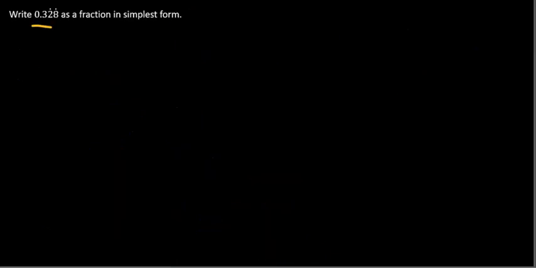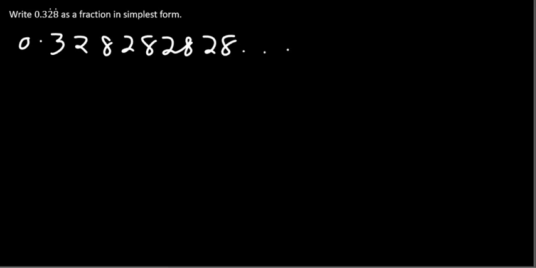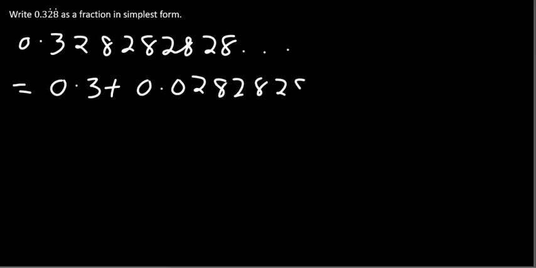Let's look at this number. The repeating numbers are 2 and 8. So it is 0.328, 28, 28, 28, and so on. Let's rewrite the above as 0.3 plus 0.028, 28, 28, and on and on. The first number obviously is 3 over 10.